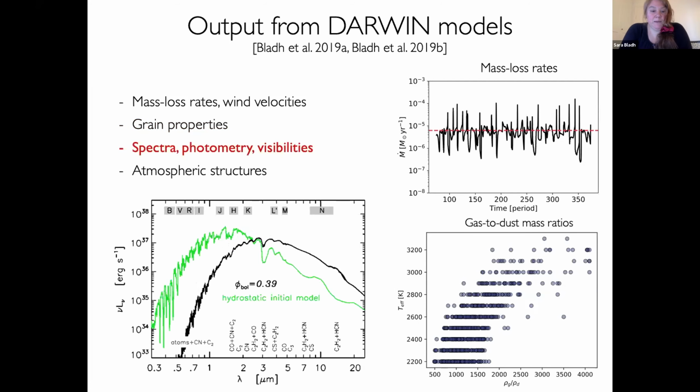We can also produce spectra and photometry and SEDs by doing post-processing on the atmospheric structures. So here is an example of an SED over pulsation phase. So you see that it changes. This is the original hydrostatic model, and the dynamical model with dust is quite different. And then also that it changes over phase, over pulsation phase.